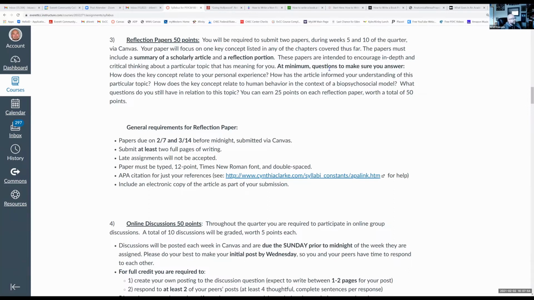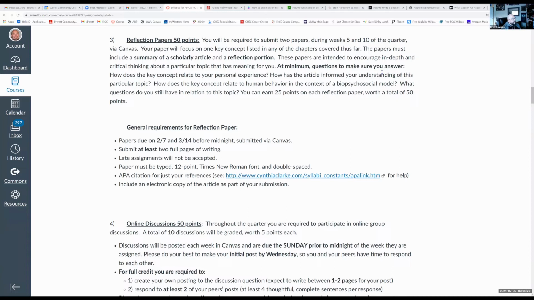The papers are intended to encourage in-depth and critical thinking about how a particular topic has meaning for you. So how does that topic have meaning for you? That's really the hope, that you at least have found one thing that you've been interested in so far that really inspires you and makes you want to think a little bit deeper about this, that the book maybe just covered at a surface level. So that's what I'm hoping. It's an opportunity to dig in a little bit deeper.